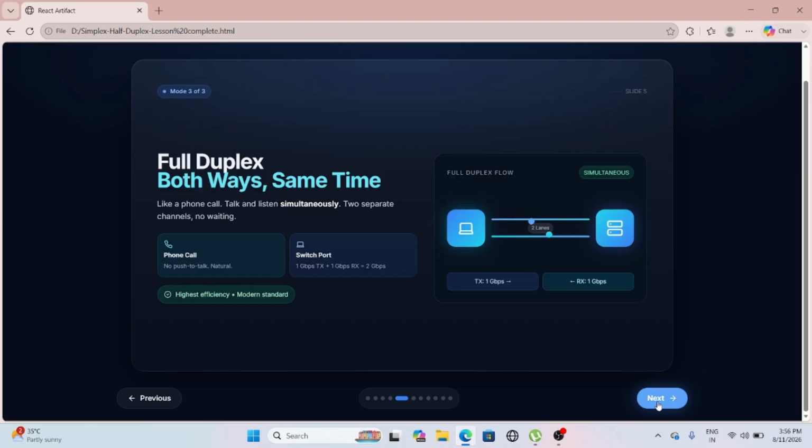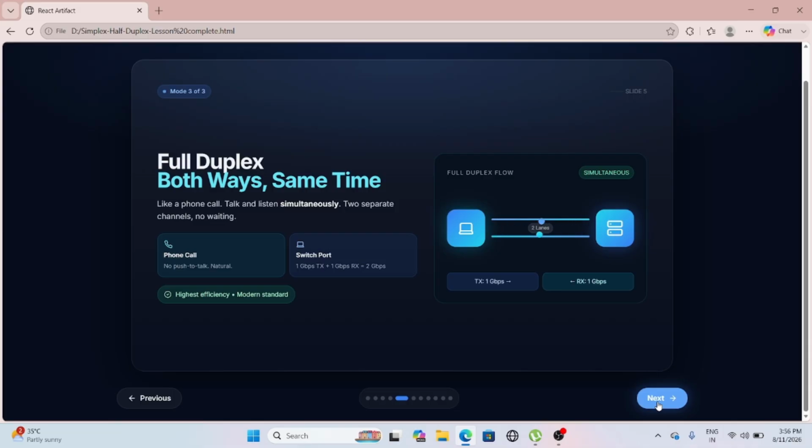Next is full duplex. Now let's look at full duplex. Full duplex allows communication in both directions at the same time. A familiar example is a telephone call. I can speak while the other person is speaking, and both sides can transmit and receive simultaneously. In networking, modern Ethernet commonly operates in full duplex mode. This means a device can transmit and receive simultaneously.